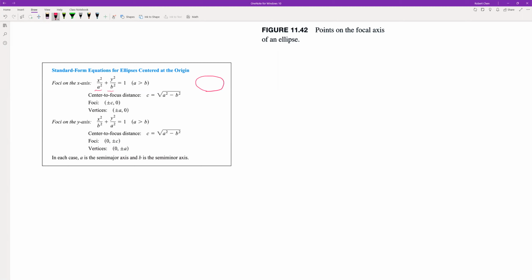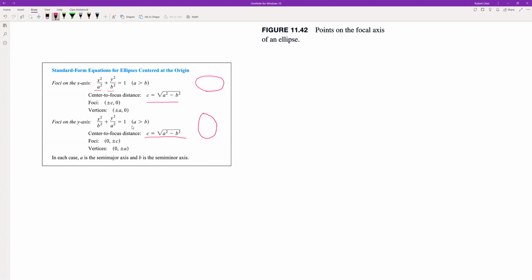Whereas if you have a larger value under y squared, which is in the second case right here, a squared is in the denominator of y, where a is greater than b, then the ellipse in this case will look vertical like that, right? So a potato versus an egg. You need to determine just by looking at the denominator of the equation which type of ellipse you're working with. And then the center to focus distance, that's the same formula.